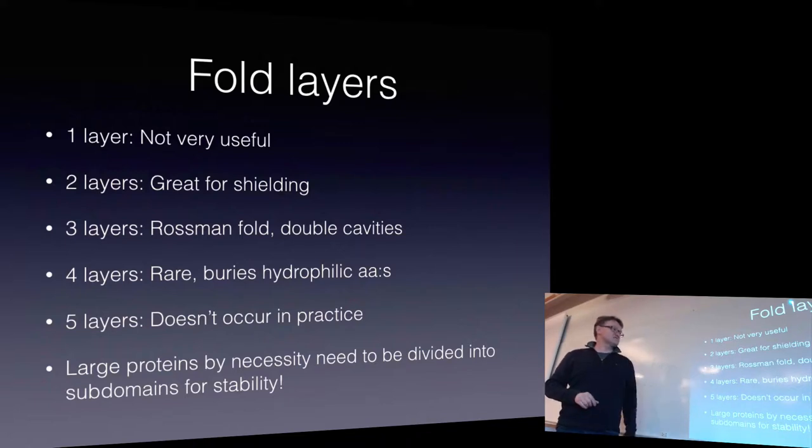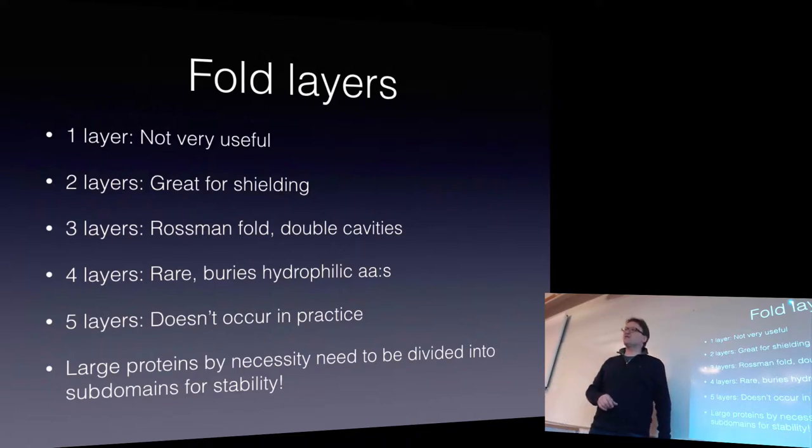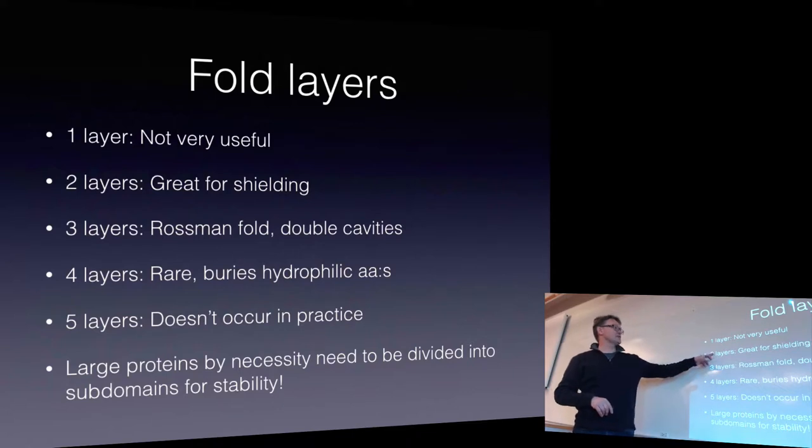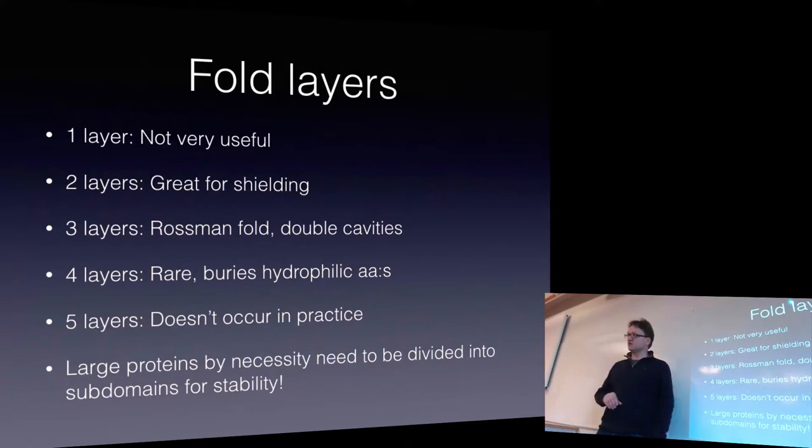Three layers, well, that would be the Rossmann folds, right? And there are cases where you could have those two cavities. If you need more than one binding site, technically you could have two proteins like that, but if you need lots of these, well, having something with two cavities is efficient and good. So you will definitely see these too.